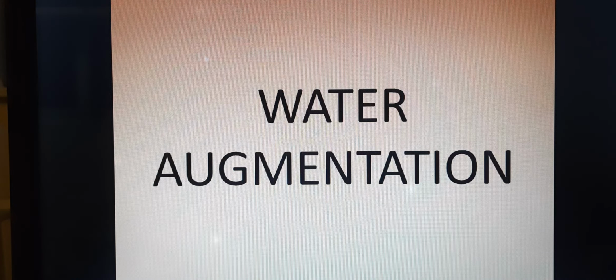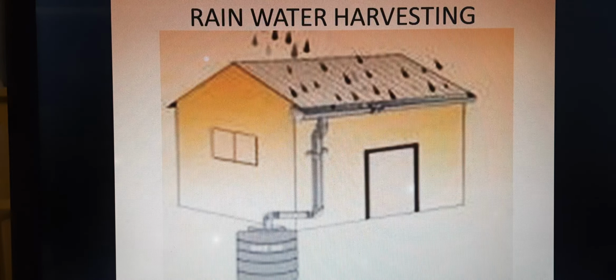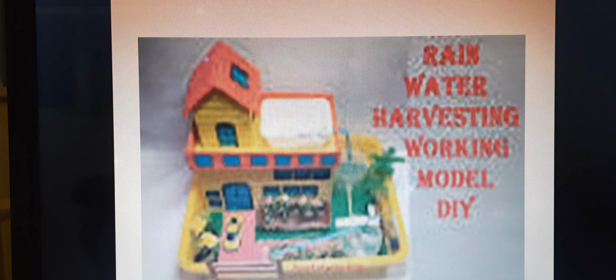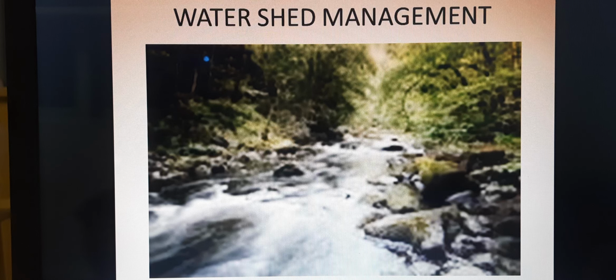Water augmentation, that is management of water. So, rainwater harvesting, you just see this is the conventional rainwater harvesting, that means we can get water for irrigation. You just see rainwater harvesting, a working model made by students, showing how to harvest the water. This is the watershed management. You see so much water is flowing through different zones and different regions, and from here irrigation can be performed.